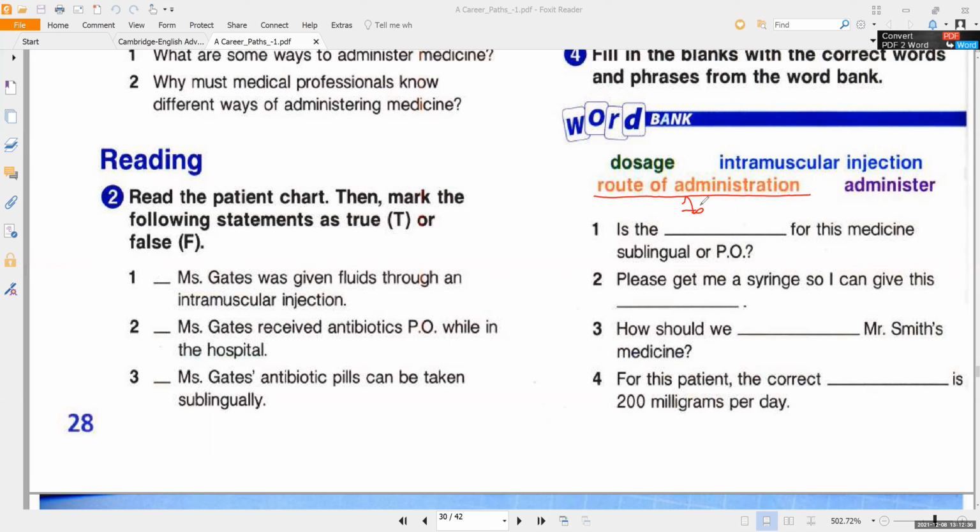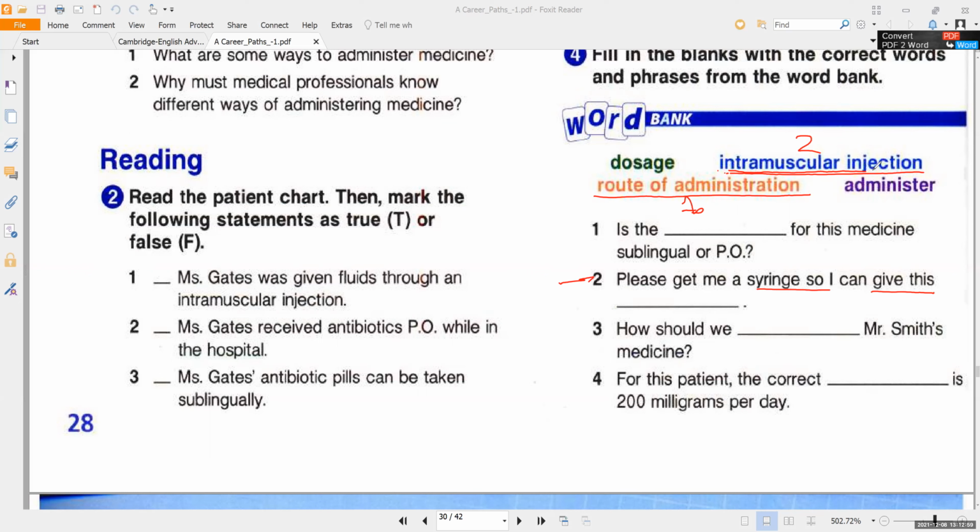Number 2, please get me a syringe so I can give this. Yes, we say intramuscular injection. So number 2 is intramuscular injection.